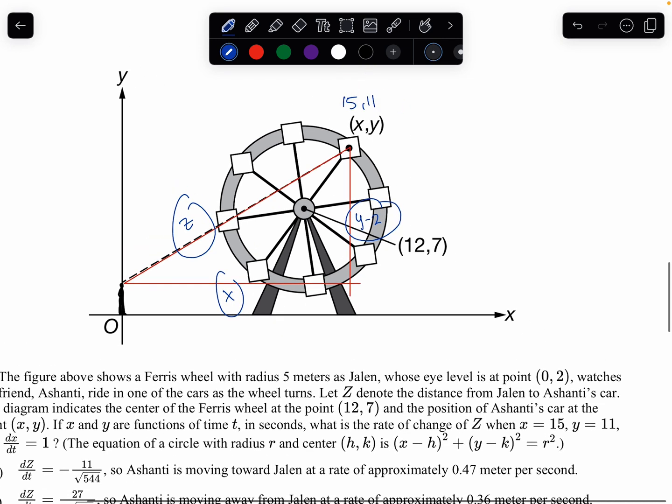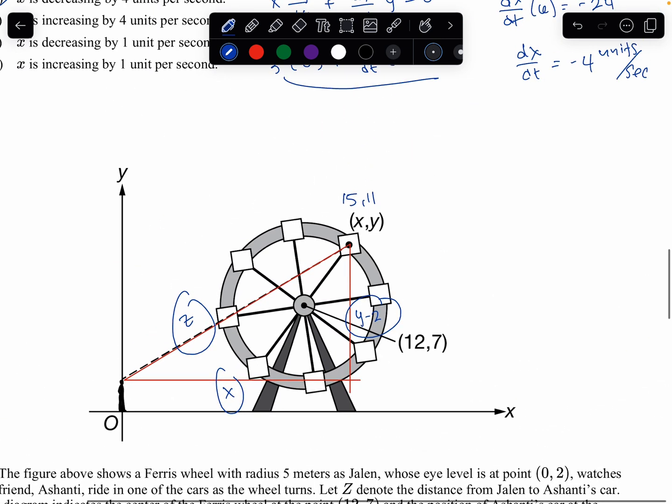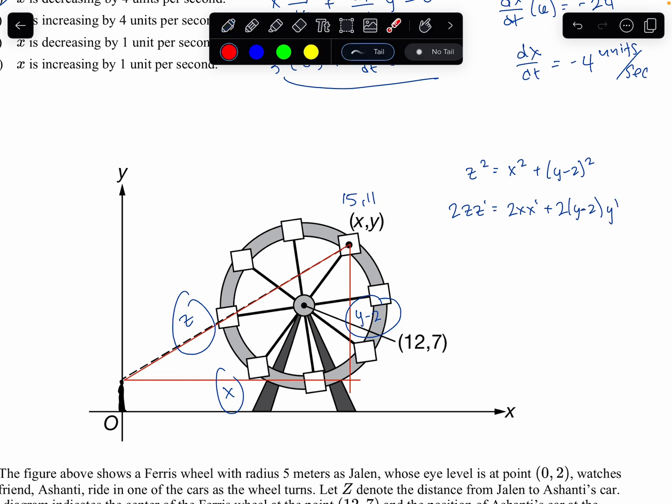And then we need a formula that's going to relate all these together. So we're going to say z squared is equal to x squared plus (y minus 2) squared. And so we're going to take the derivative of this equation because we're trying to find z prime. So that's going to be 2z z prime equal to 2x x prime plus 2(y minus 2) y prime. Okay, and let's see what values I can plug in. We're going to measure the rate of change when x and y are these values right here. Now, one thing I'm going to note is that the 2's aren't necessary because we can divide them all out.